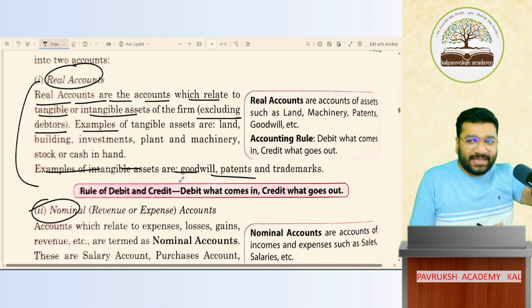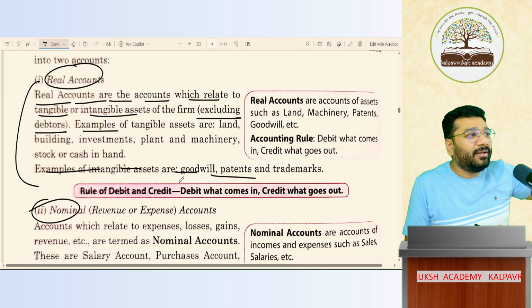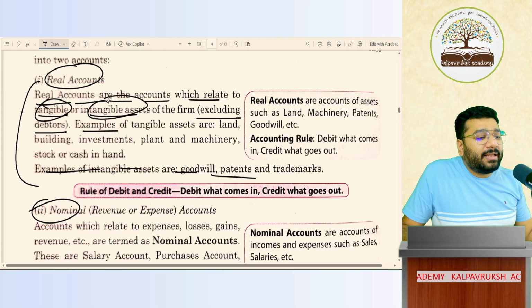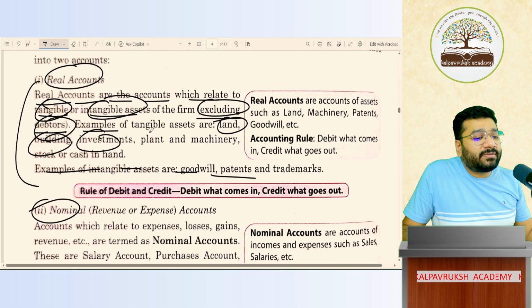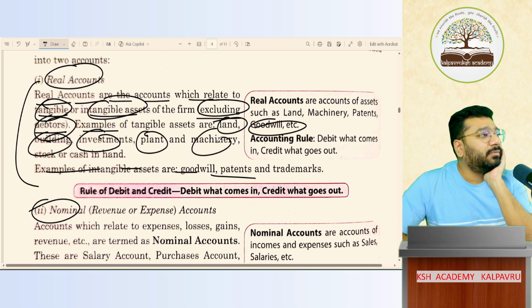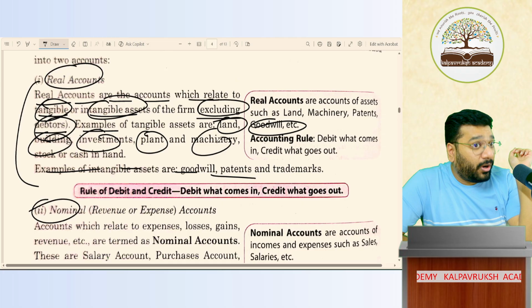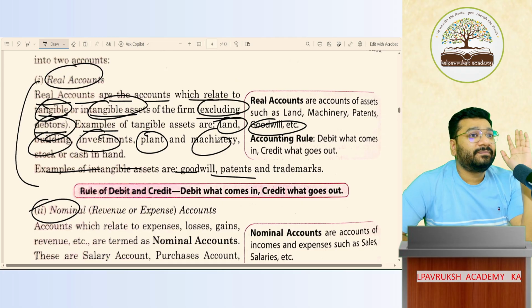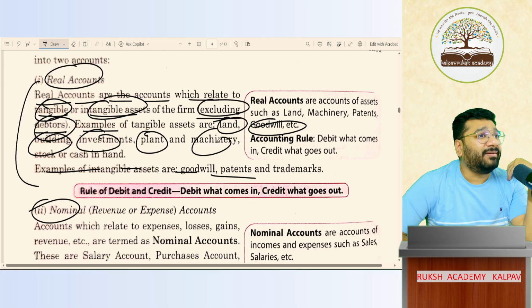You see this theory, if I teach this theory, will you understand anything? What are they telling? Real accounts are those which relate to tangible, intangible, excluding debtor. Examples are land, building, investment, plant, machinery, goodwill, patent, copyright, etc. Confusion will come. If I had taught from this theory book, full confusion would have come. Now I made your life easy. Clap for me, then.